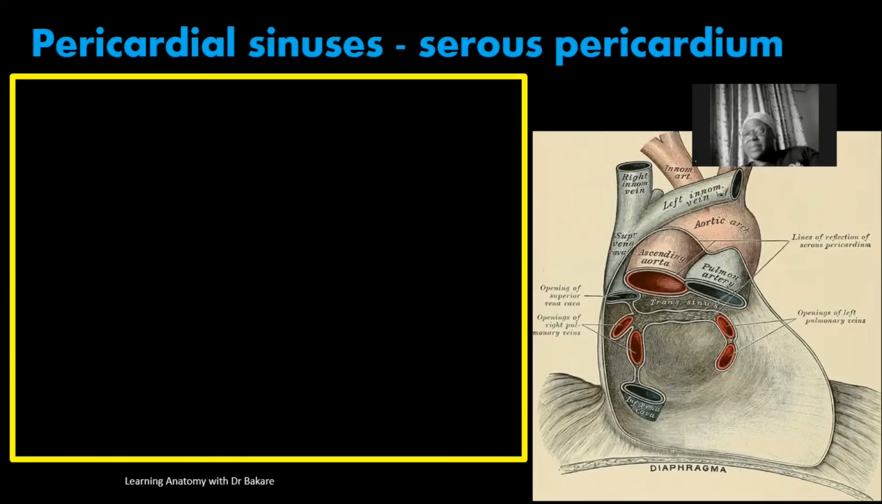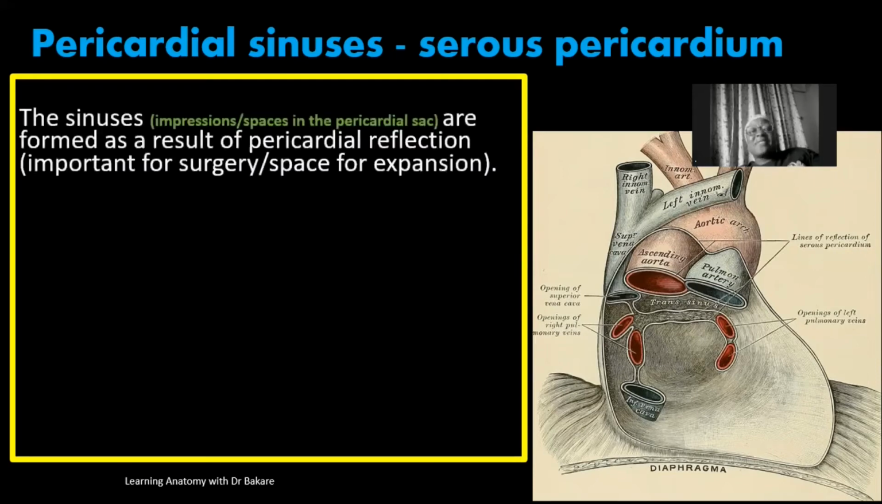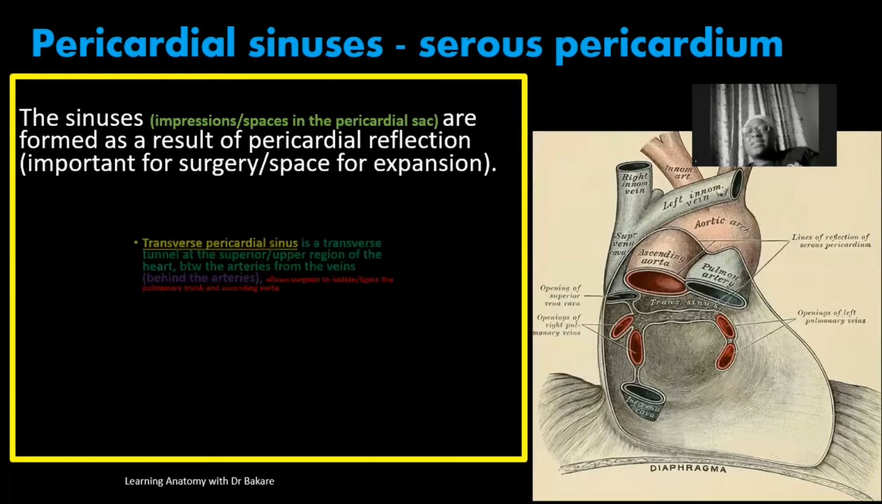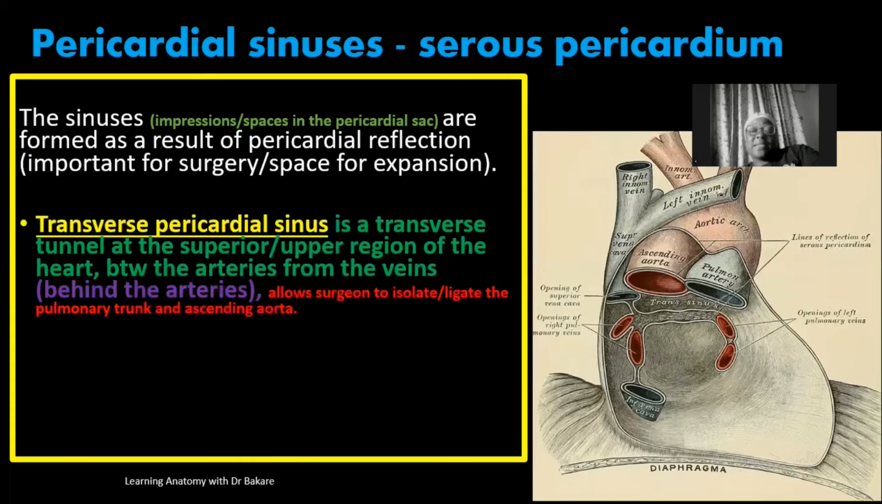So going further, the pericardial sinuses are another form of transformation exhibited by the serous pericardium. We have sinuses, which are like impressions or spaces created in the pericardial sac, and this is formed as a result of pericardial reflection. This is very important during surgery, and it's also important in creating space for expansion, and we see how this is expressed. So let's talk about the sinuses that are created by the serous pericardium.